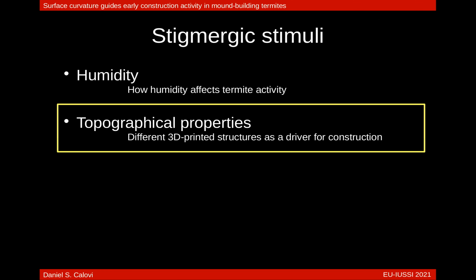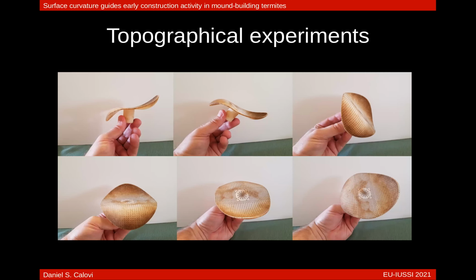But now going to the main topic, how curvature affects the construction. So the initial idea was to see how topographical properties would affect the construction of termites, right? We know that termites, everybody who has worked with termites knows, really like edges and pillars. They'll go to these regions and dig and build around them and create arches.